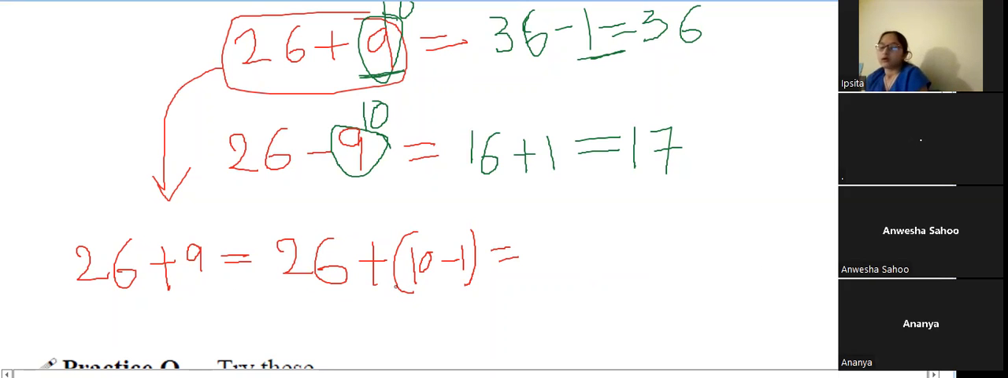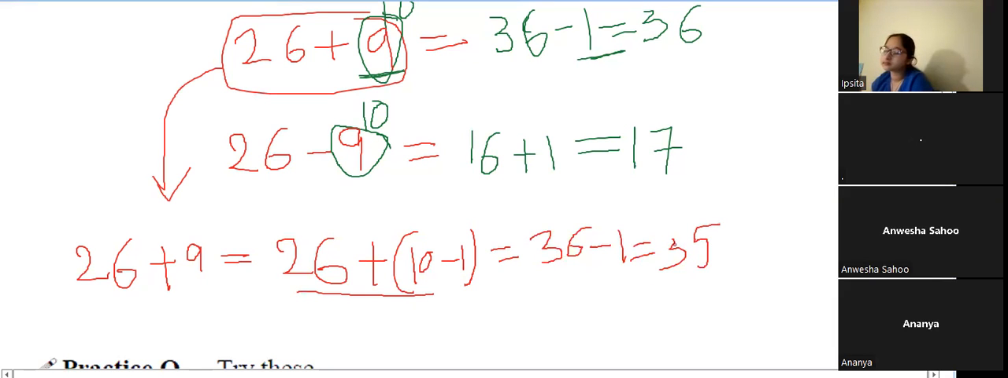So now we can remove this bracket. Removing this bracket, we will do up to this point and later minus 1. 26 plus 10 is 36. Minus 1 will be 35. This is the actual mathematical approach. But simply we are telling, in place of 9 we are adding 10, then we will subtract later.